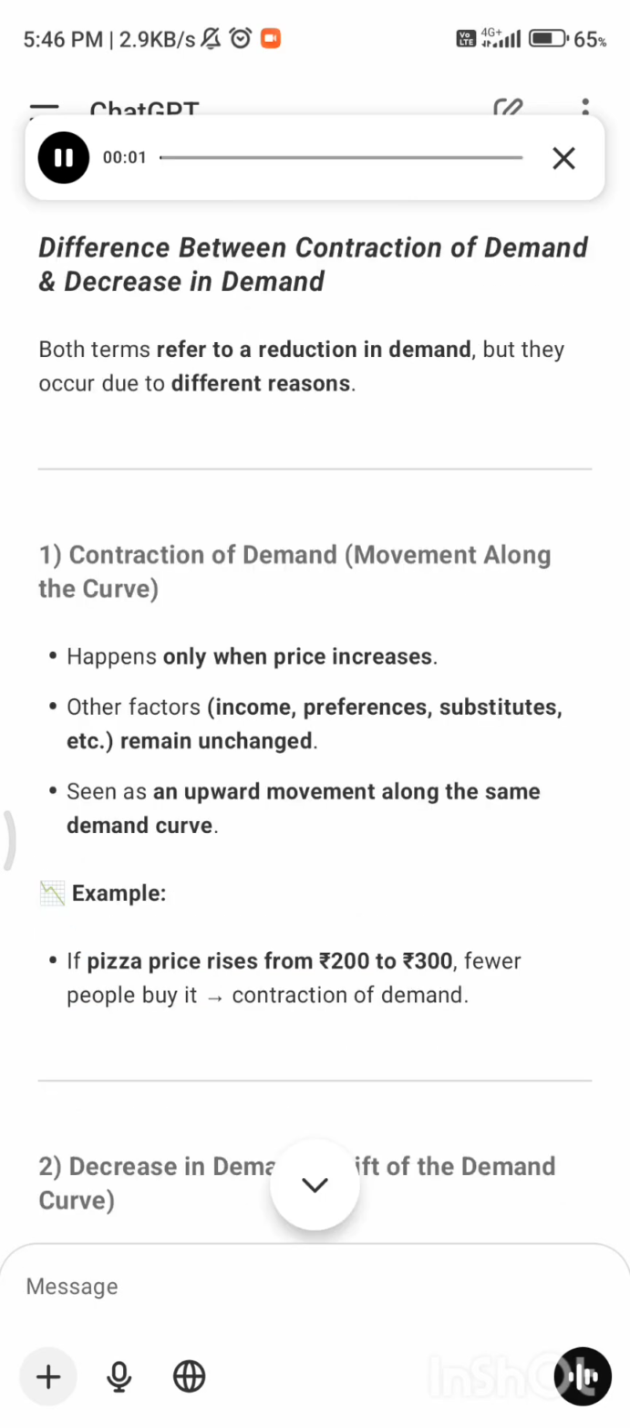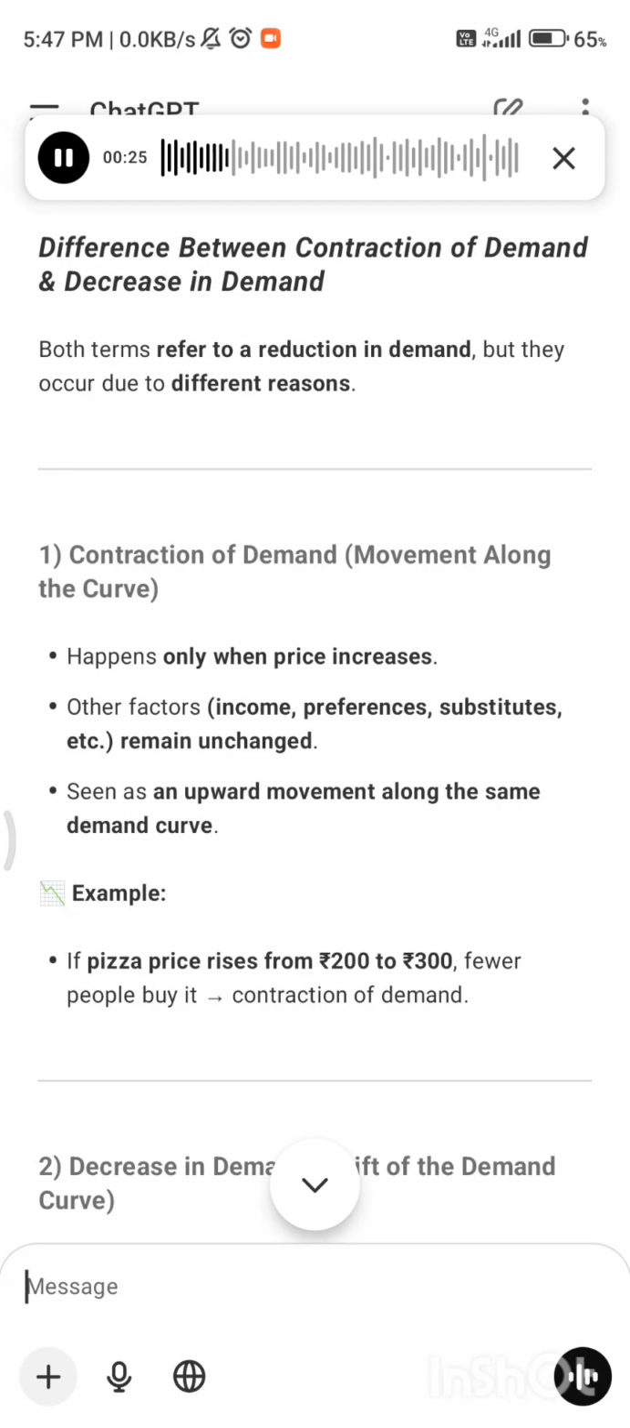Between contraction of demand and decrease in demand. Both terms refer to a reduction in demand, but they occur due to different reasons. How? 1. Contraction of demand, movement along the curve, happens only when price increases. Other factors, income, preferences, substitutes, etc., remain unchanged, seen as an upward movement along the same demand curve.